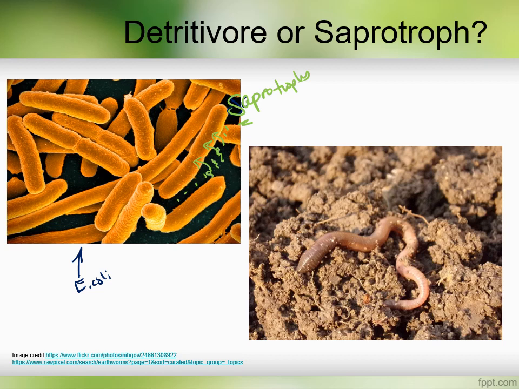How about this earthworm guy? What do we think he is? Saprotroph or detritivore? He is a detritivore. The reason is it's going to dig in the dirt and eat the dirt and digest the dirt inside its body. It is a detritivore. Good. How about the next two examples?